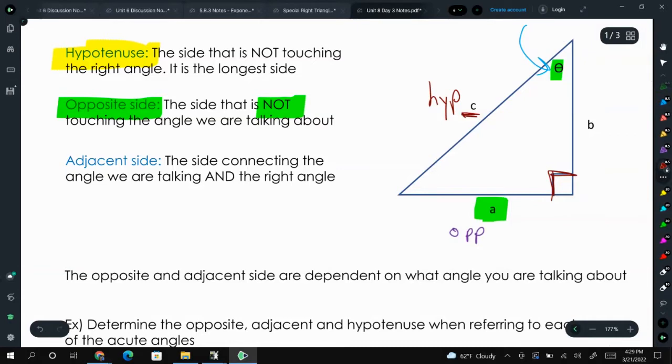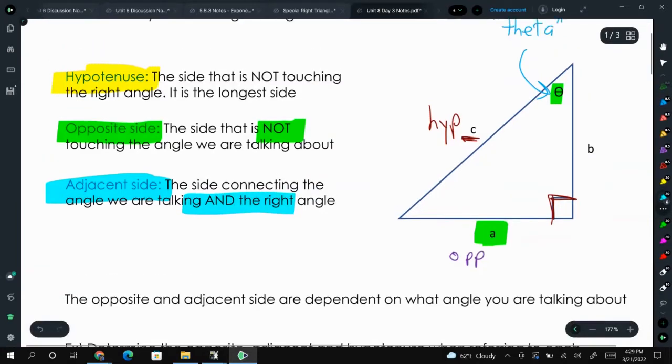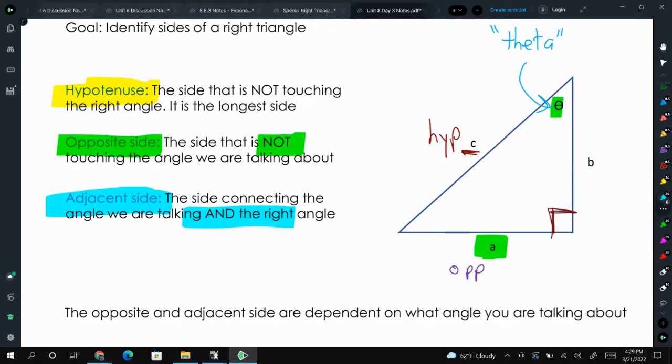And then the last side we're going to be talking about is called the adjacent side. Now the adjacent side is the side connecting the angle we're talking about and the right angle. So again, if I'm talking about this angle up here, theta, then the adjacent side is this one, and we can abbreviate that ADJ. Now, adjacent is a side that some people will struggle with, so I always do the hypotenuse first because that's easy. It doesn't touch the right angle. Then I do the opposite side because it doesn't touch the angle we're talking about. So that means the remaining one has to be the adjacent.